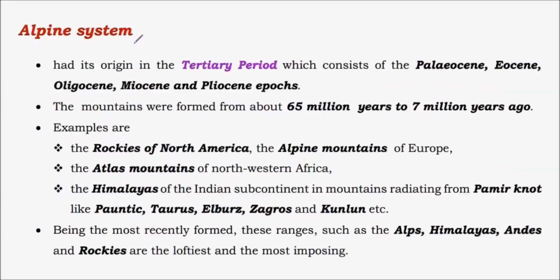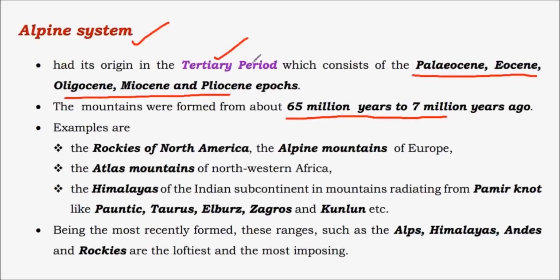And the next mountain system is the Alpine mountain system, which is the youngest and the most recent significant mountain building process on Earth. This originated during the Tertiary period, about 65 million years to 77 million years ago. That is, they are very recent mountains. Their formation is spread across time periods like Paleocene, Eocene, Oligocene, Miocene, etc., which are part of the Tertiary period. The best examples for these mountains are the Rockies of North America and the Alpine mountains of Europe.